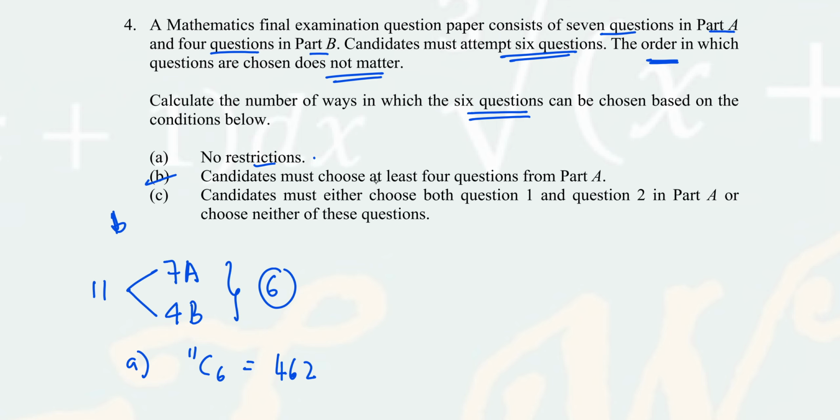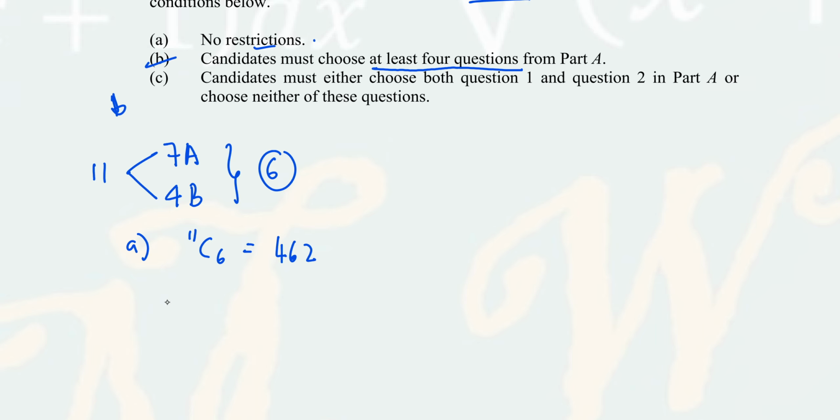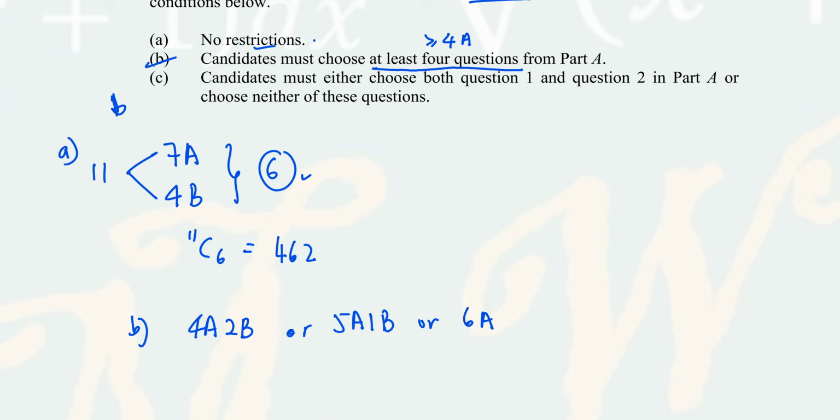And now for the B, candidates must choose at least 4 questions from A. So now here, I will write my B. Probably this is my A. So my B, at least 4 questions. Which means I have to choose 4 A's, and then to make it 6 questions, it will be 2 B's. 4 questions from part A and 2 questions from part B, or probably 5 questions from A and 1 question from B, or 6 questions from A.